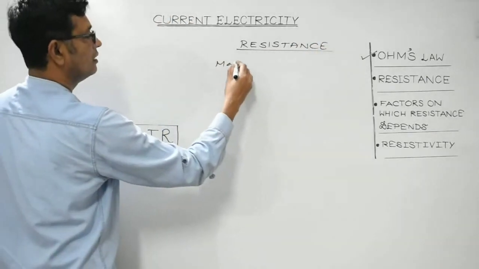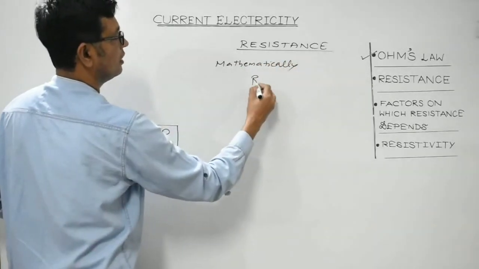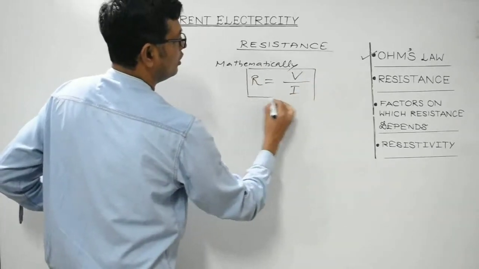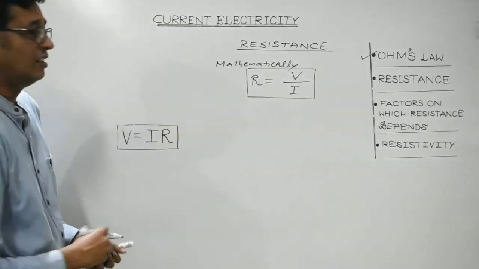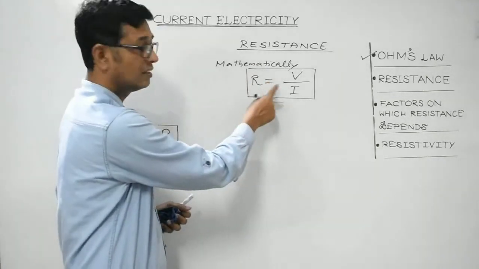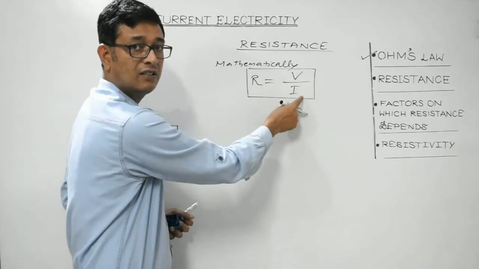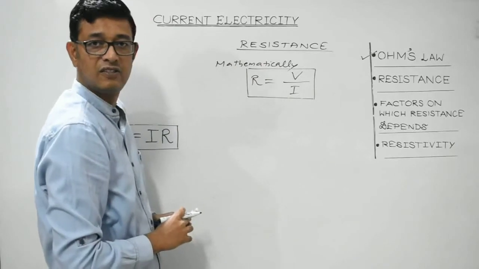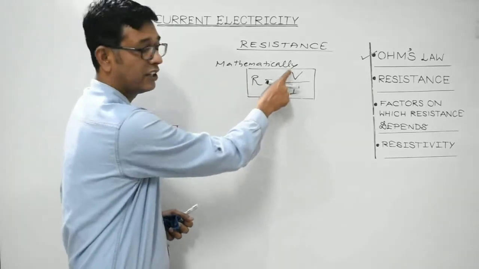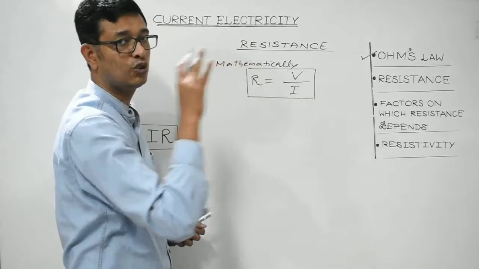So mathematically, resistance is V by I. This is the statement, so it can be easily defined. The resistance offered by a conductor is defined as the ratio of the potential difference to the current flowing through the conductor. Again I repeat, resistance offered by a conductor is defined as the ratio of the potential difference applied across the ends of the conductor to the current flowing through the conductor.